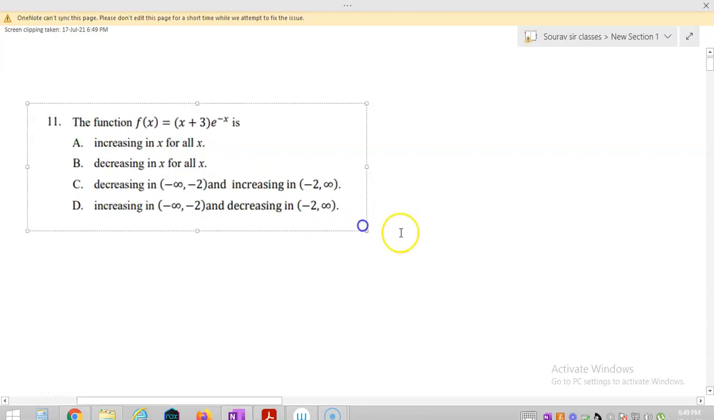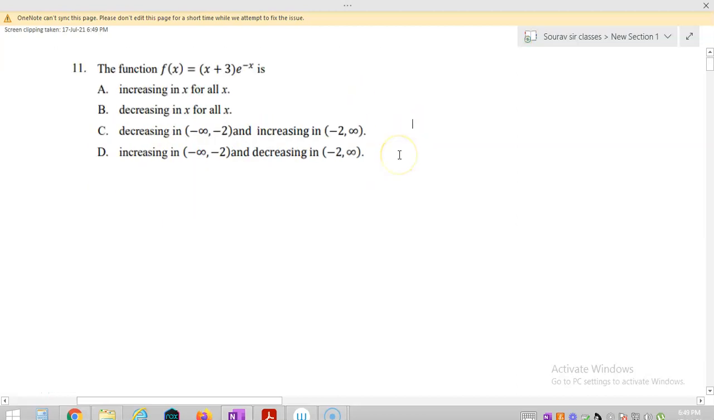So hello students, let's solve question number 11. It says f(x) = (x + 3)e^(-x). The options say it is increasing in x for all x, decreasing in x for all x, decreasing in (-∞, -2) and increasing in (-2, ∞), or increasing in (-∞, -2) and decreasing in (-2, ∞). So we need to see where the function is increasing and decreasing.